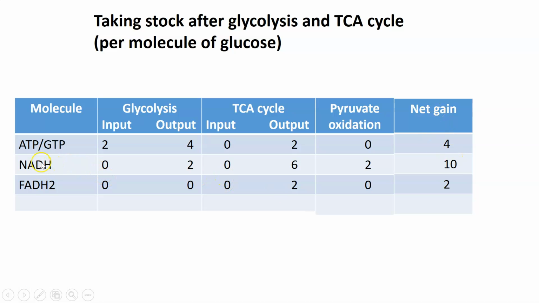As far as the electron carrying molecules are concerned, the NADH, we get 2 in glycolysis, 6 in the TCA cycle, and 2 in the pyruvate oxidation pathway, which gives us 10. And then FADH2, we get 2 only in the TCA cycle. So in terms of electron carrying capability, we're getting 12 electron carriers. Okay, 12 electron carriers when we take stock after the main cycles so far, glycolysis and the TCA cycle, and the transition step, the pyruvate oxidation to acetyl CoA.